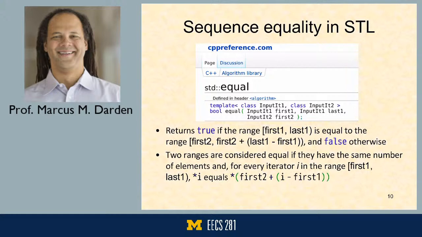Here's the standard library function, though, equal, that works with any sequence. So this is interesting. You can use this with strings. I can pass in string to this. Or you can use this with a collection of zombies, as long as you've got an operator equals defined for this. So this is sequence equality in the STL.